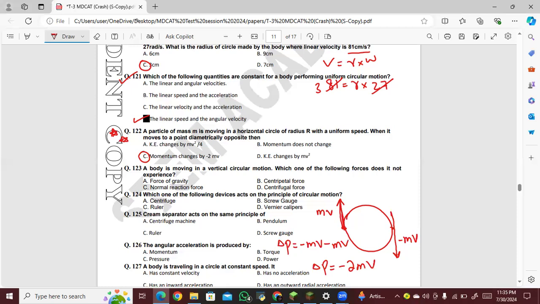Kinetic energy changes by mv? Kinetic energy does not change in the circular path. It remains the same until and unless some external torque acts on the body. But in the question, there is no external torque acting on the body, so kinetic energy remains the same. B is also a wrong option, because the momentum is changing. You can clearly see momentum is changing because the direction of velocity is changing. So the correct option is C. I hope you understand this question.